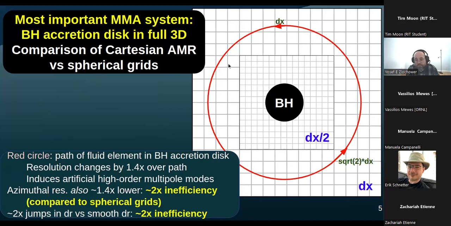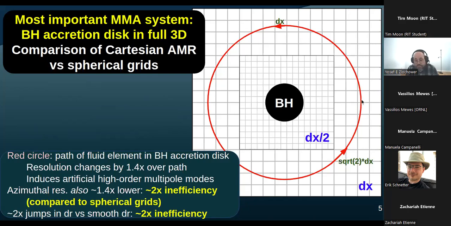So we're looking down, say, at the orbital plane. The resolution, you'll notice, changes by a factor of 1.4 over the path. So if you have a feature in this fluid that is just barely Nyquist resolved at dx resolution, then when it gets over here, it's going to be under-resolved. And what that does is it introduces artificial high order multipole modes when we model black hole accretion disks on Cartesian AMR grids. So we have a factor of 1.4 in efficiency.